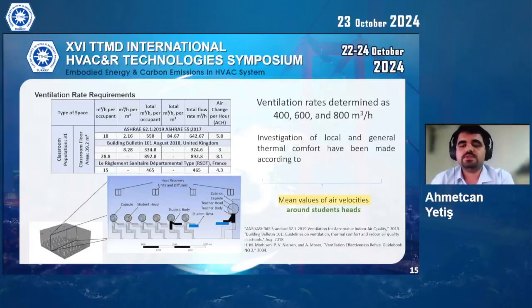To determine the ventilation rate for the classroom, we have looked into American, British, and French ventilation standards. Different ventilation rates are determined for each standard. To simplify, 400, 600, and 800 cubic meters per hour are determined as the total ventilation rates of the classroom. In numerical analysis, mean values of air velocities around students' heads were calculated locally.